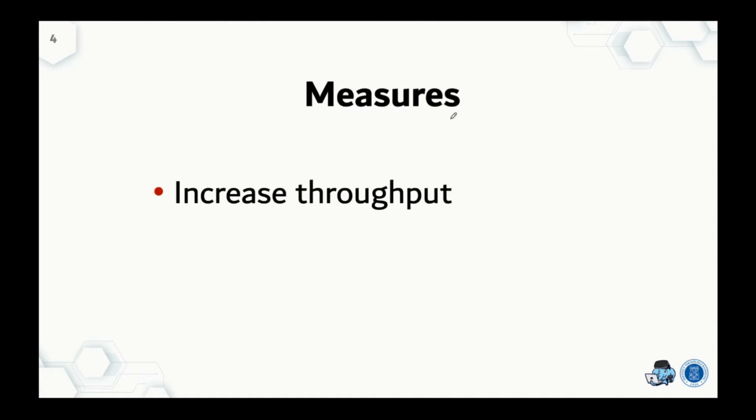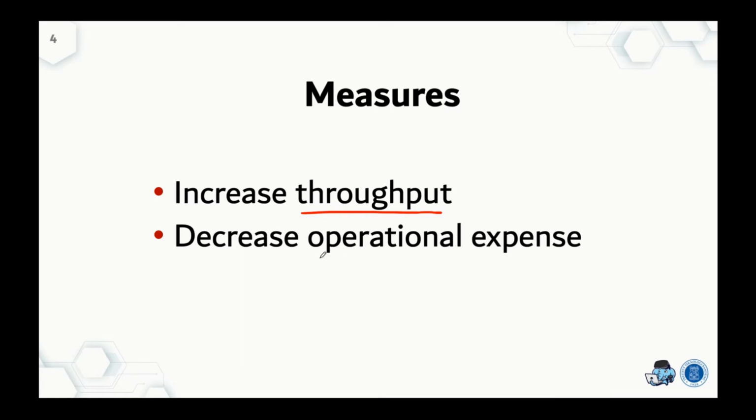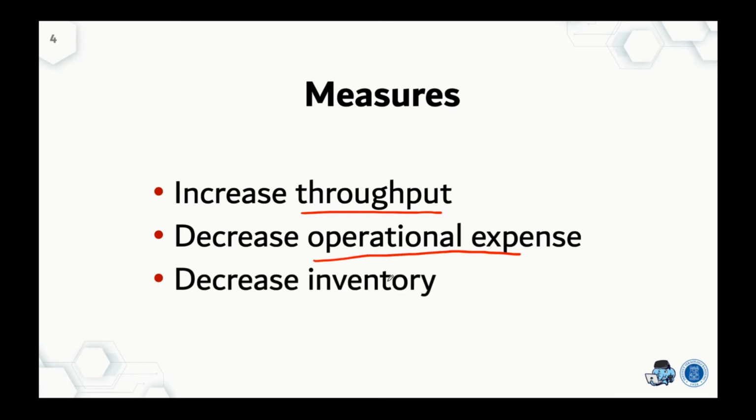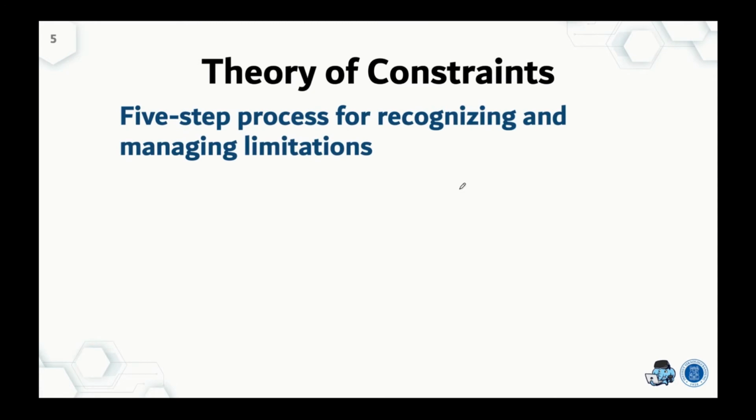The measures that we use in the theory of constraint are, first, increased throughput. The second is the operational expenses that we want to decrease. And lastly, the inventory, which we also want to decrease. How can we do that? There is a 5-step process for recognizing and managing the constraint or limitation in the theory of constraint.